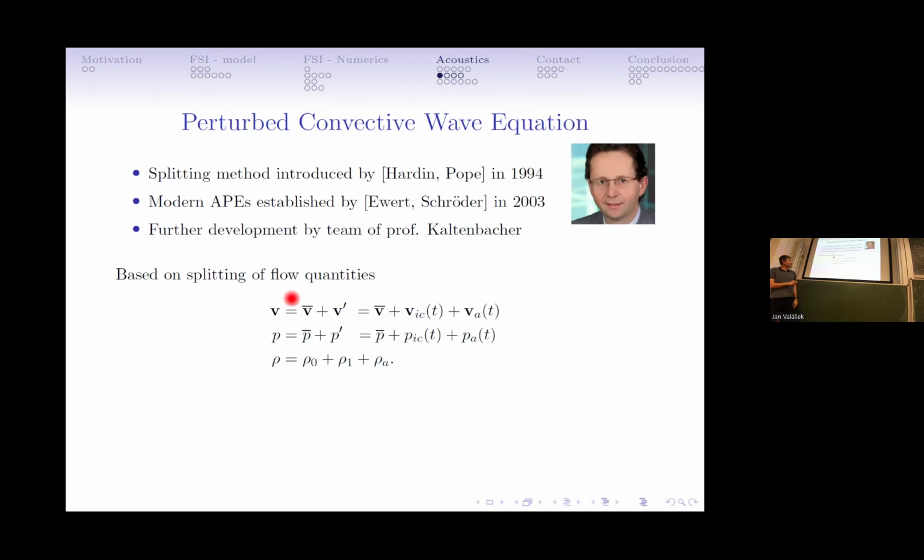So instead of decomposing the flow velocities into the mean and some fluctuating part, we use a further decomposition of this fluctuation part into the fluctuation connected with the incompressible pressure and the acoustic fluctuation. The same we also perform for the pressure and for the velocity, where for the density in the incompressible regime we cannot say that there is some fluctuation, but we have to use some correction rather than just the fluctuation.